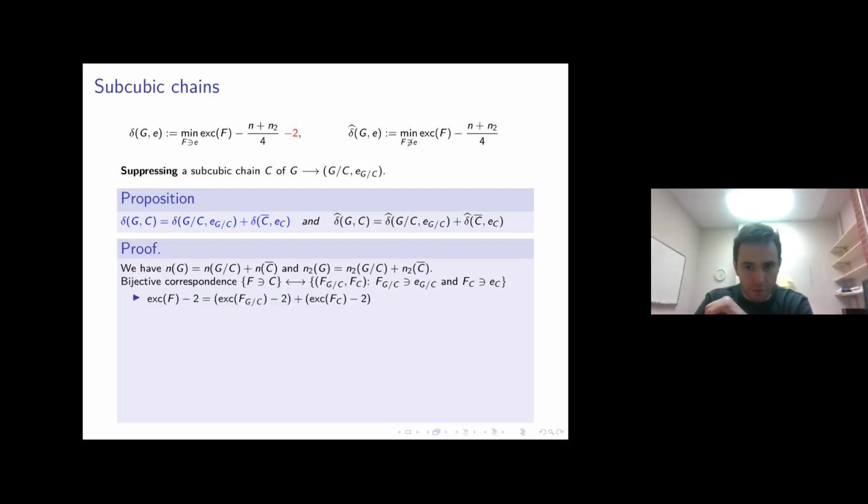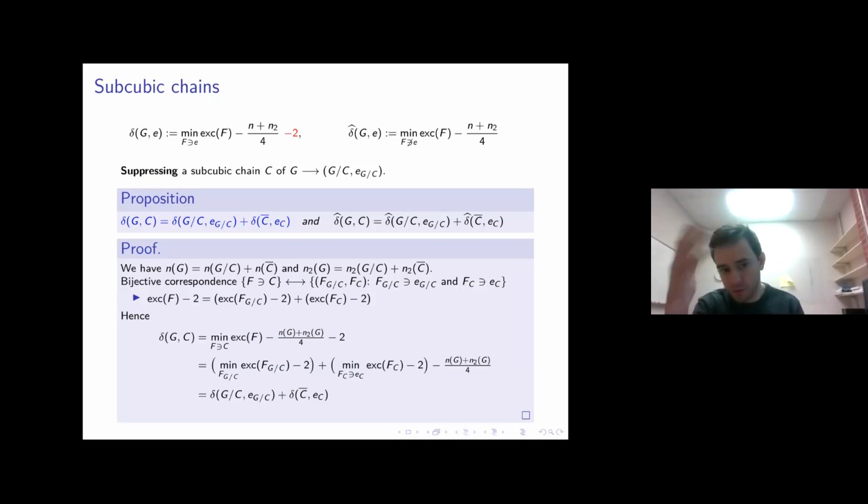And so we have that the excess of f minus 2, because we never count the cycle that goes through the respective edge, is going to be equal to the excess of G suppressed C plus the excess of the closure of C. And the minus 2 here is because we don't count the cycle that goes through the respective edges.